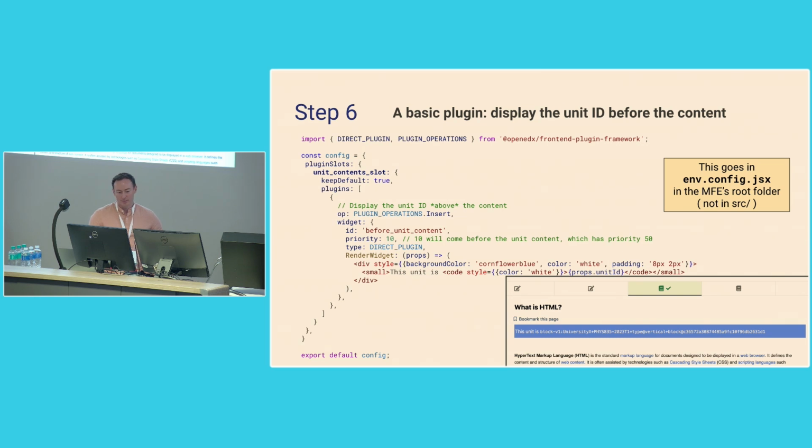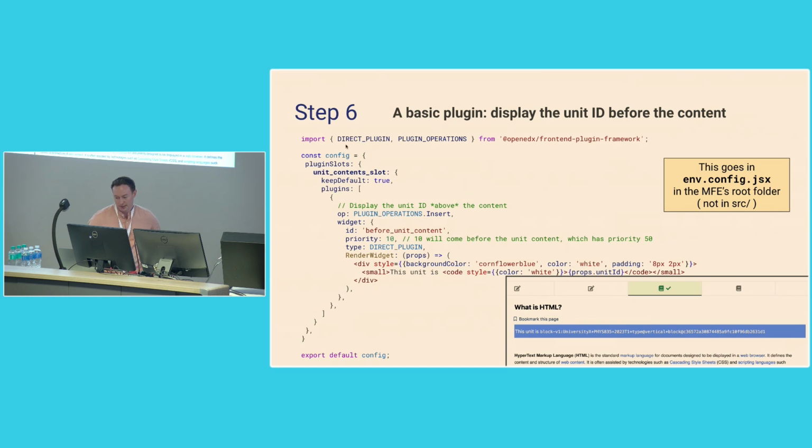So for step 6 of this workshop, here's how you can create a plugin. As we did in the basic workshop, this will go in the env.config.jsx, and that goes in the root folder of the MFE, not in the source folder. For this MFE, the file probably won't exist, so you'll have to create it in Frontend App Learning. And here is the contents of this new config file. Again, you can copy this from the slides, or from the GitHub pull request that we linked to.